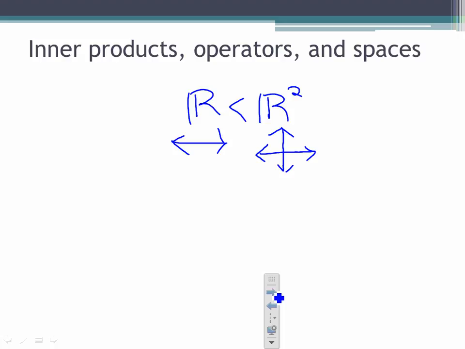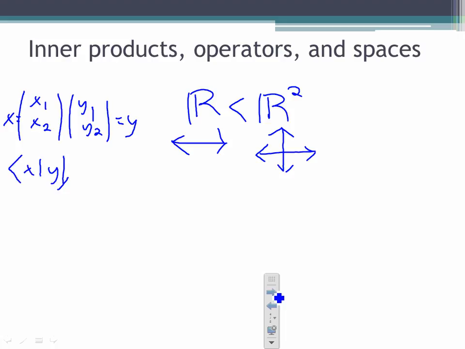We will define an inner product of two vectors, x and y, where x is equivalent to (x1, x2), and y is equivalent to (y1, y2). Then their inner product is just equal to the values of both of the vectors added together.